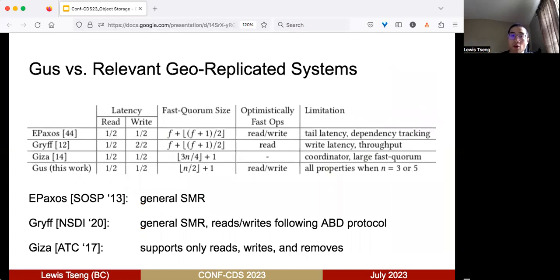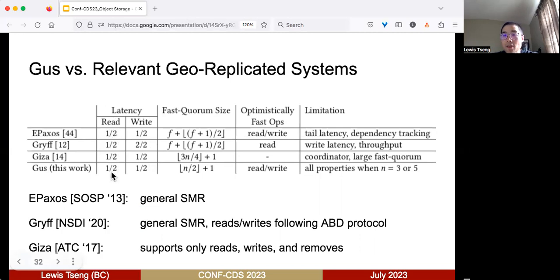And then GOS is our system, and we compare it to other very closely related geo-replicated systems, which are ePaxos that I just mentioned, and also Grief, which is an improvement based on ePaxos. Again, it's a general state machine replication. However, it does improve the read and write. And also Giza, which is a real system by Microsoft. It's similar to GOS because it's an object storage system. It supports only reads, writes, and remove. And then the important analysis point here is the latency.